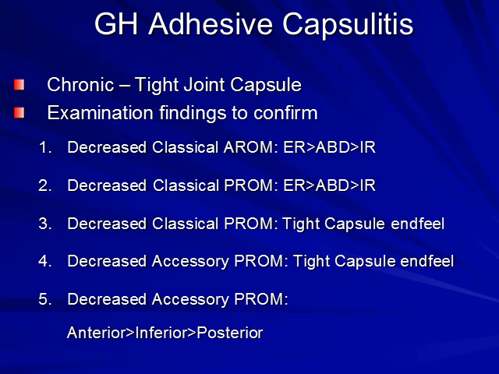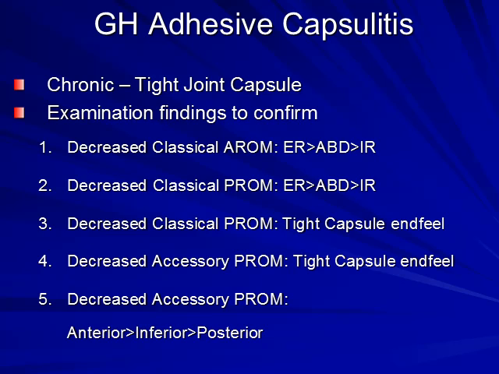It does not matter what joint you are talking about. The first thing is, if you're looking at active range of motion, the pattern of limitation that you see, and this is at the glenohumeral joint, you would see external rotation limited greater than abduction, which is limited greater than internal rotation. We see the same pattern in classical passive range of motion. External rotation limited greater than abduction, limited greater than internal rotation.